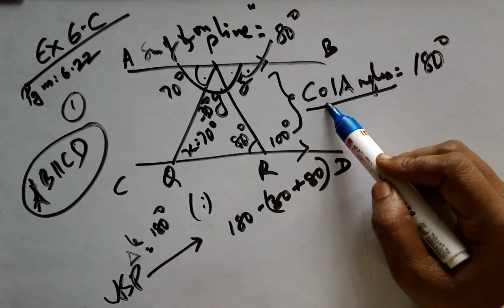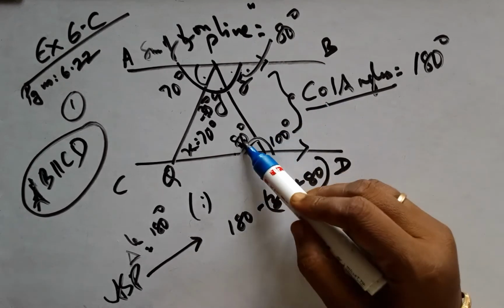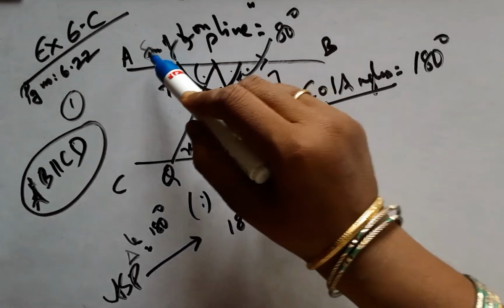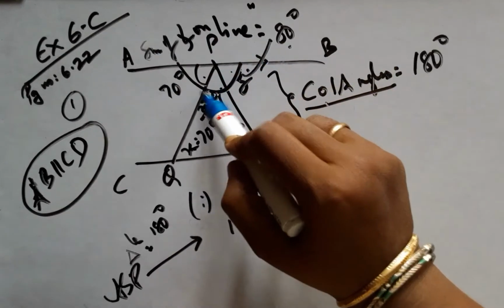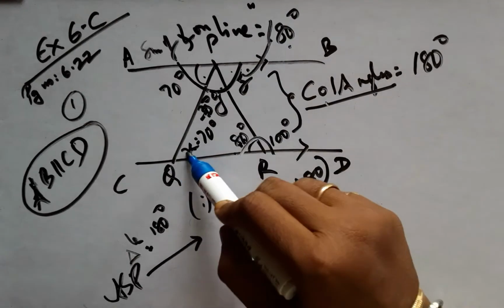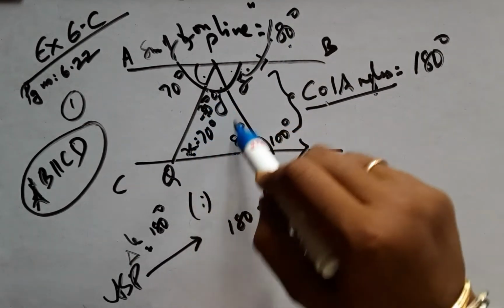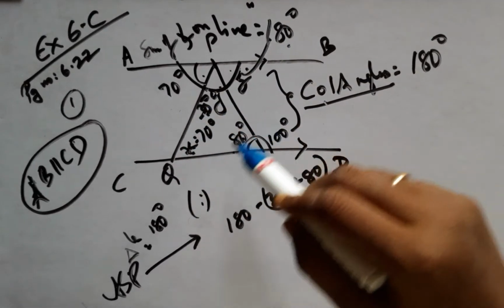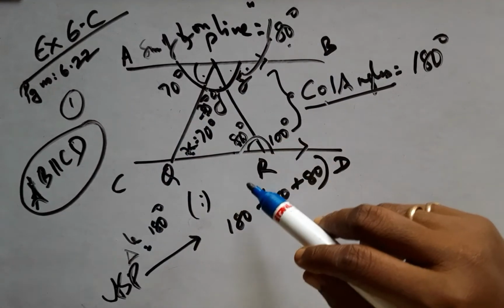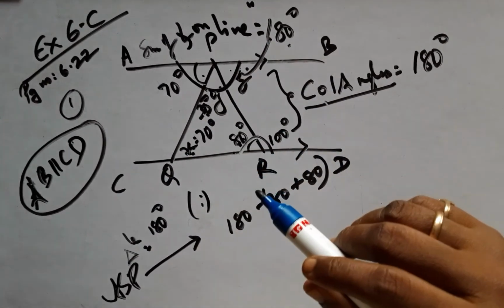So I made use of co-interior angles, the linear pair formula, and then the sum of angles on a line is 180, and then herein I have used the angle sum property. So these are the three things that need to be mentioned while doing the problem in a very systematic way.